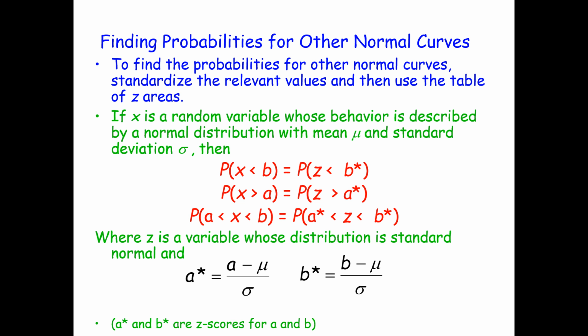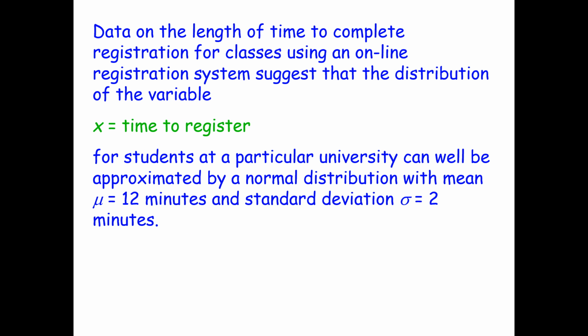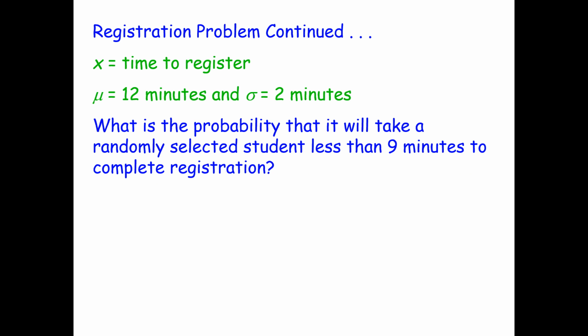Let's do an example. The data on the length of time to complete a registration for classes using an online registration system suggests that the distribution of the variable x, the time to register for students at a particular university, can well be approximated by a normal distribution with a mean mu of 12 minutes and a standard deviation sigma of 2 minutes. So we want to know what is the probability that it will take a randomly selected student less than 9 minutes to complete the registration.